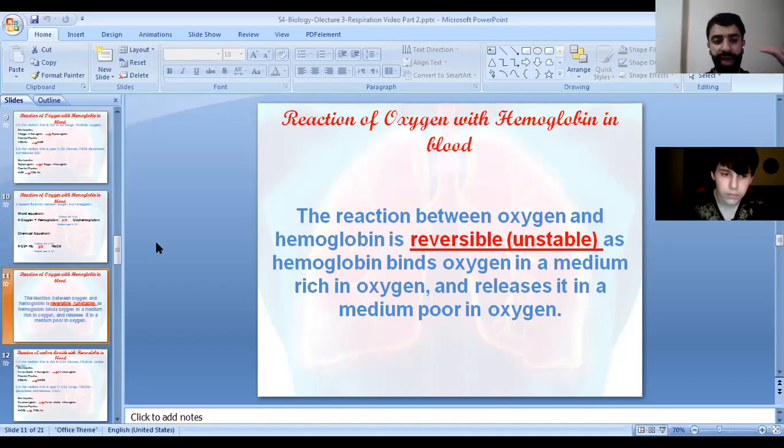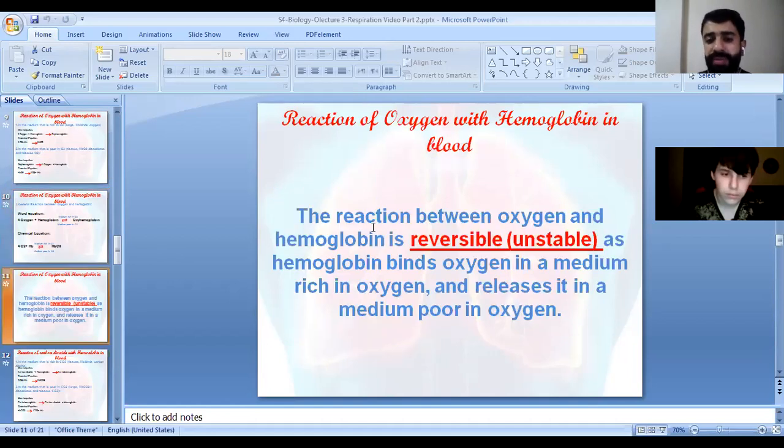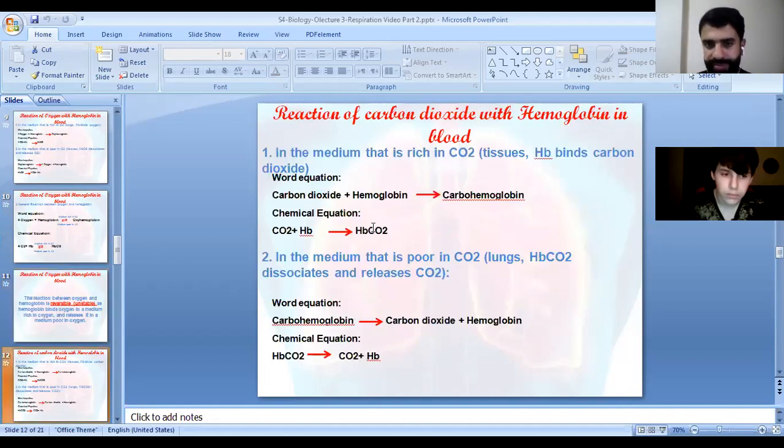If the medium is rich in oxygen, it is going to move in this direction, where oxygen will react with hemoglobin to give oxyhemoglobin. While if the medium is poor, it is going to move in the opposite direction: oxyhemoglobin will give hemoglobin and oxygen. So this reaction between oxygen and hemoglobin is called a reversible reaction because it can occur in both directions.